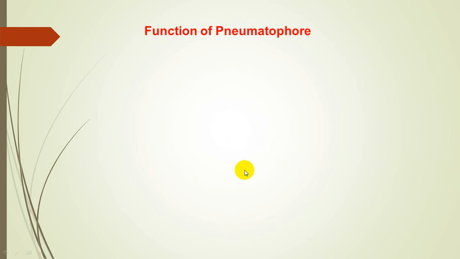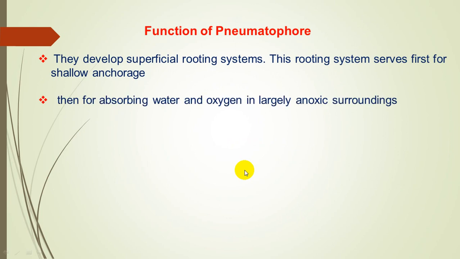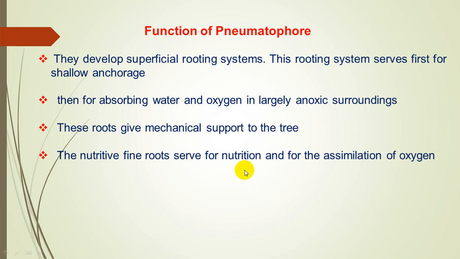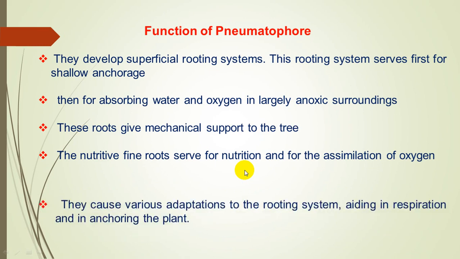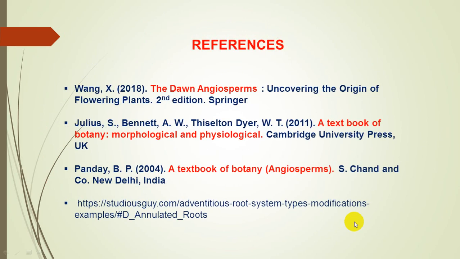Now the question is, what do they do for a plant? So the first function they perform, they develop a superficial rooting system. This rooting system serves first for shallow anchoring, and then they absorb water and oxygen in largely anoxic surroundings. These roots give mechanical support to the tree, and also they perform a nutritive function, that is the assimilation of oxygen and nutrition. They cause various adaptations to the root systems, aiding in respiration and in anchoring of the plant.